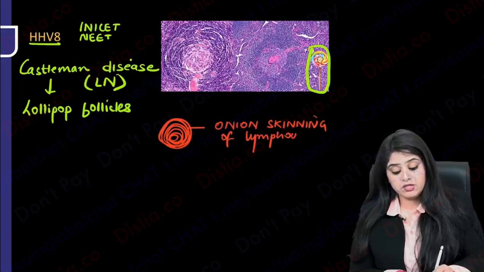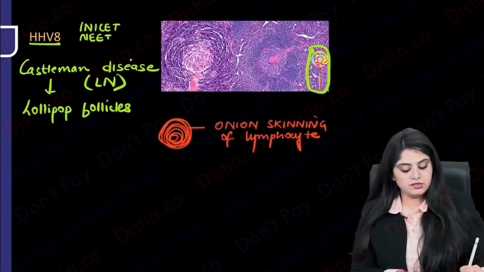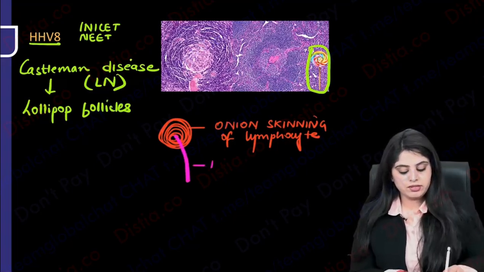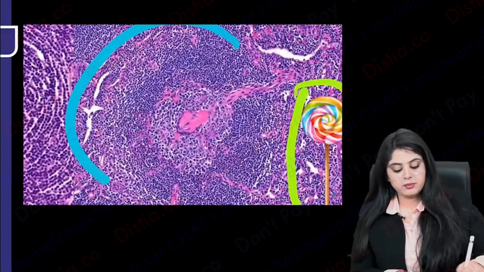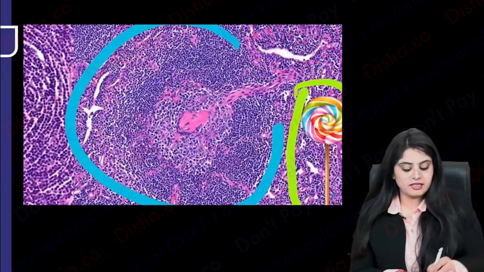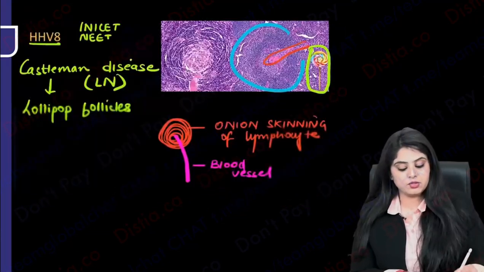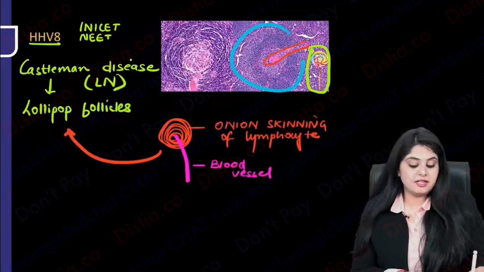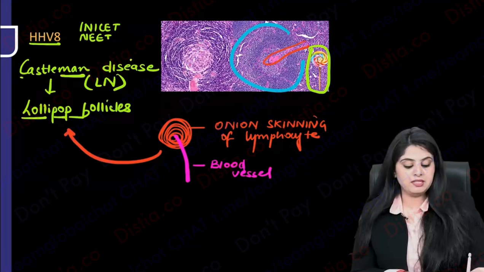And if you remember from pathology, they were the mantle zone lymphocytes. And through this onion skinning of lymphocytes, you see that there is a blood vessel going through. So I will show you that blood vessel. That is why it's looking like a lollipop. Can you see there is an onion skinning, a roundish appearance of those blue color lymphocytes, and then I can see one blood vessel going through it. So what is this looking like? It's looking like a lollipop. So it shows you the presence of lollipop follicles. So remember, a man is having fun eating a lollipop in the castle.